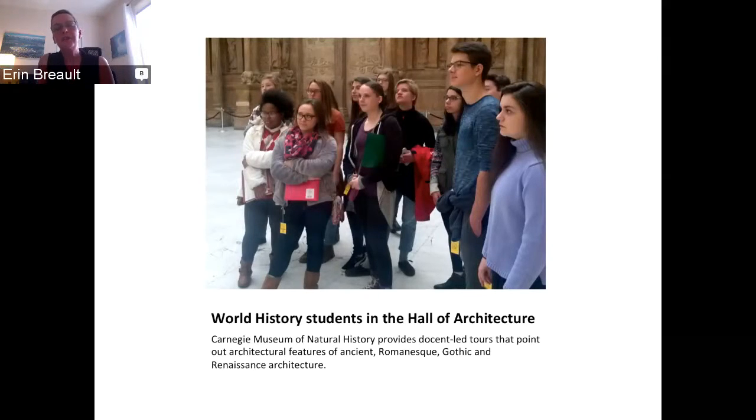After that, the students actually have a scavenger hunt they need to do. They have about 15 questions where they need to walk around and find certain pieces and note the date and the style, etc. That's their little informal assessment that they have.